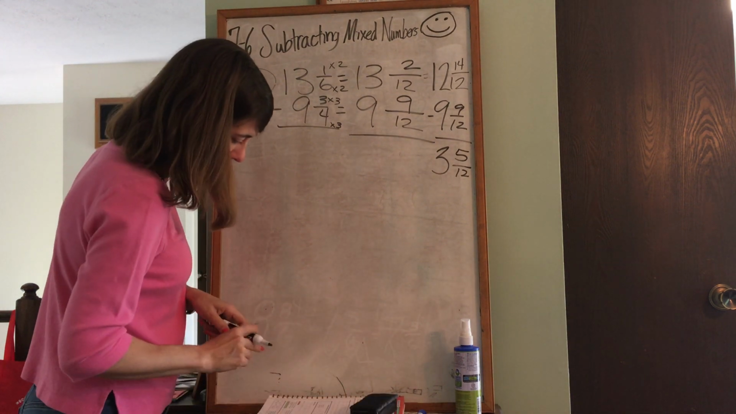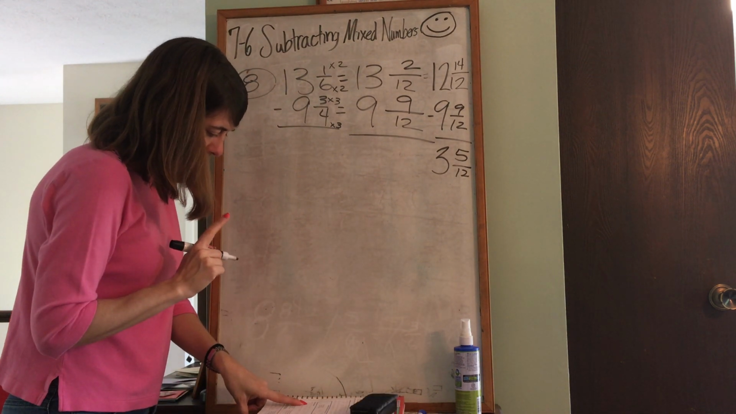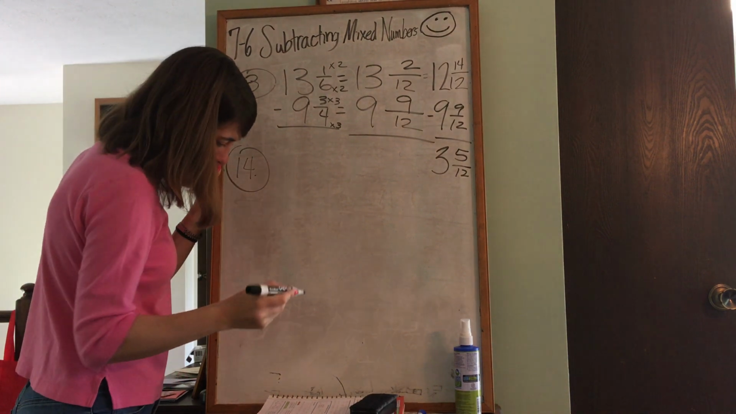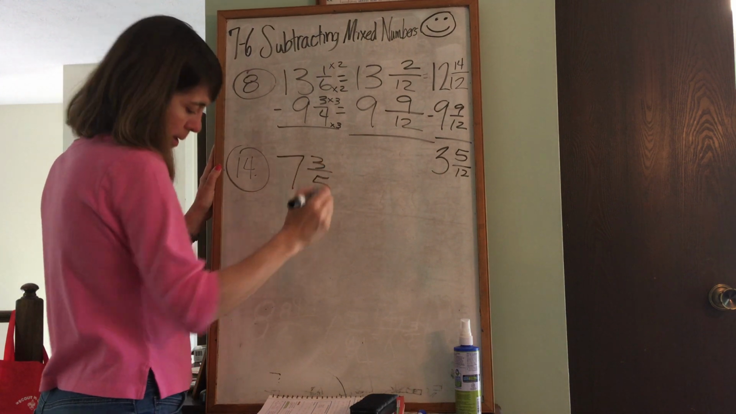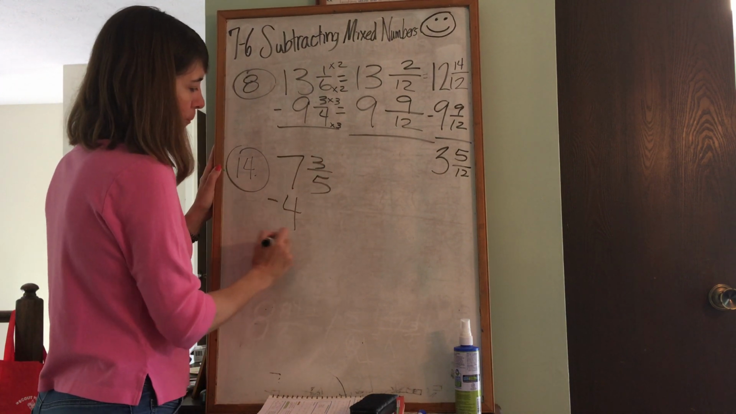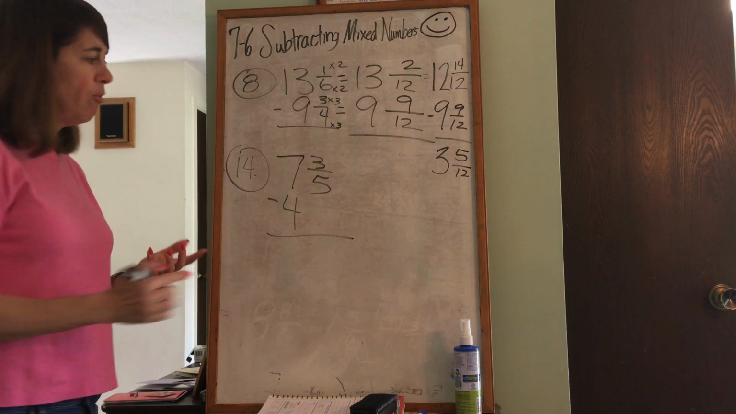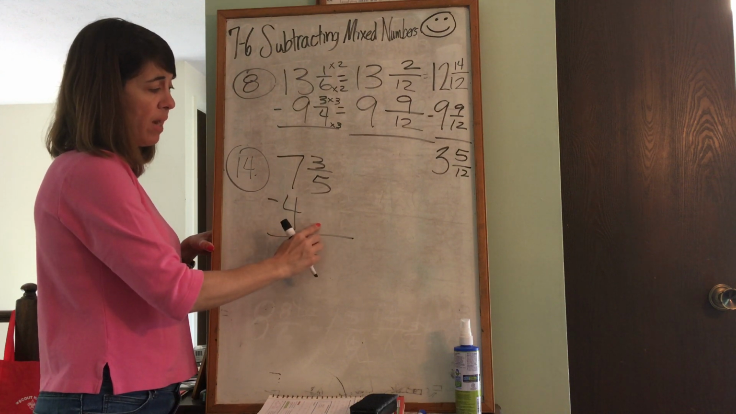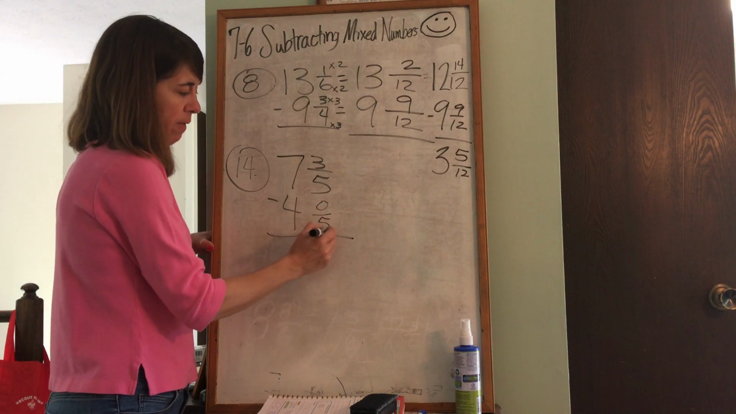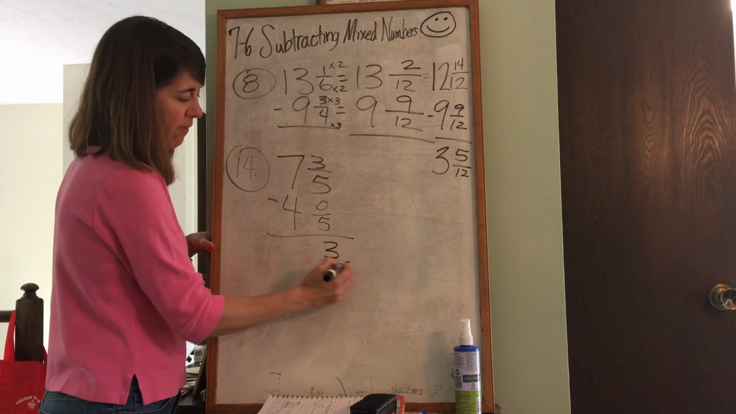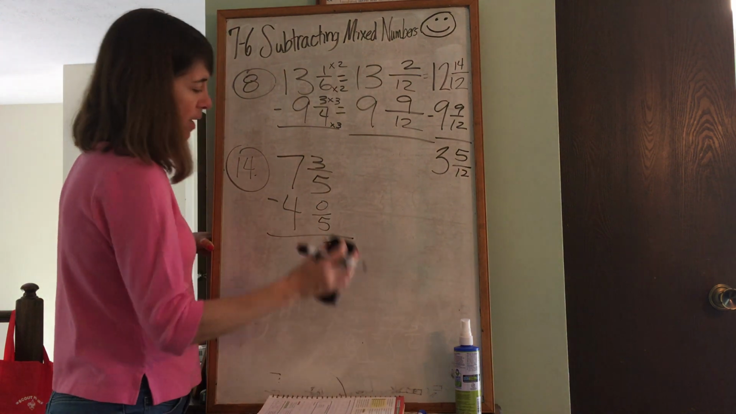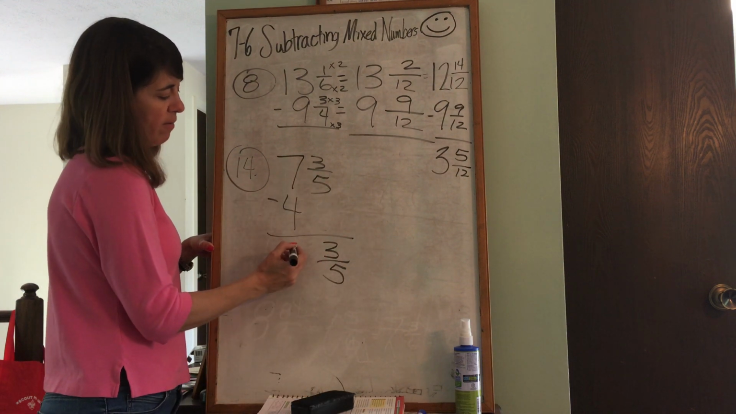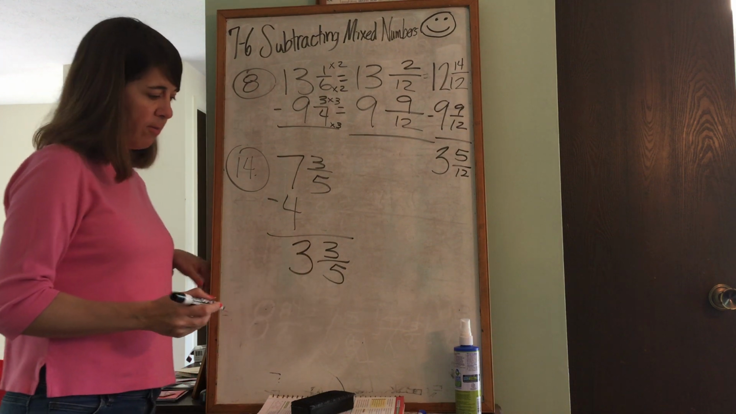All right, let's look at another one. Take a look at number 14. 7 and 3/5 minus 4. Okay, interesting because you don't have a fractional part here. So it's as if this were 0/5, right? If it were 0/5, then 3/5 minus 0/5 is 3/5. You could also just see it as nothing being there, and so you're subtracting 0 and just bring down your 3/5. And then of course 7 minus 4 is 3.